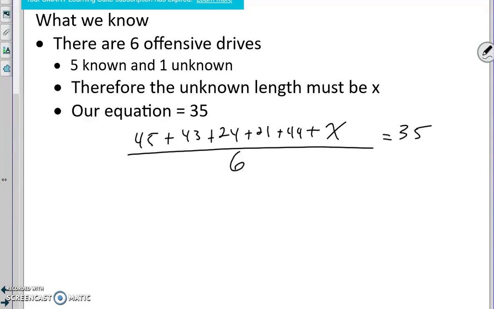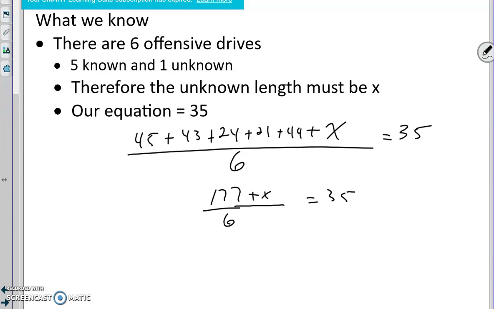Okay, so should we add those numbers up first? Would that be a good idea? It's probably not a terrible idea. Let's start by adding those up. 45 plus 43 plus 24 plus 21 plus 44. I get 177. Then 177 plus x, divided by 6 equals 35.